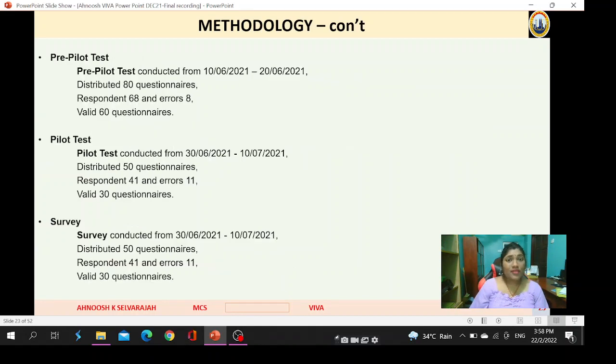The pre-pilot test was conducted from 10 June to 20th June. Distributed 80 questionnaires, responded 68, error was 8, valid was 60 questionnaires. The pilot test was conducted from 30th June to 10 July. Distributed 50 questionnaires, responded 41, errors were 11, valid was 30 questionnaires. The survey was conducted from 30th June to 10 July. Distributed 50 questionnaires, responded 41, and error was 11.